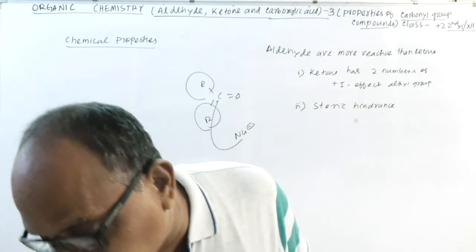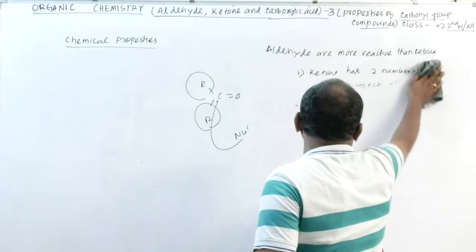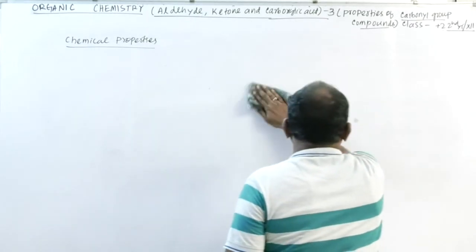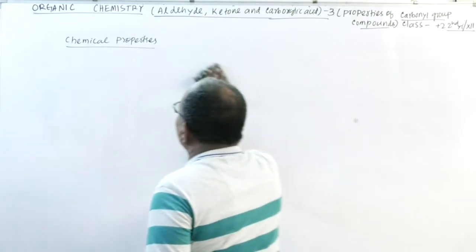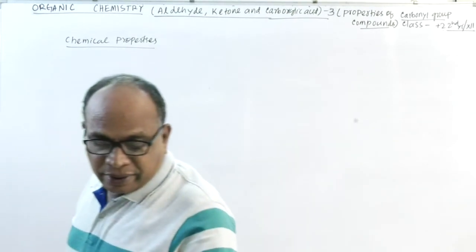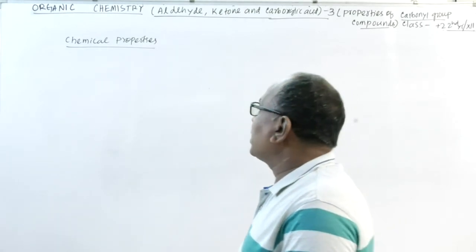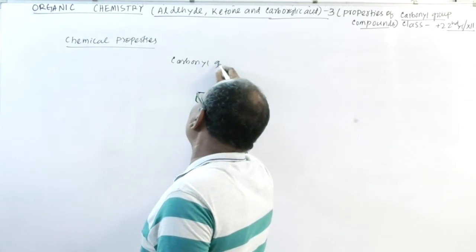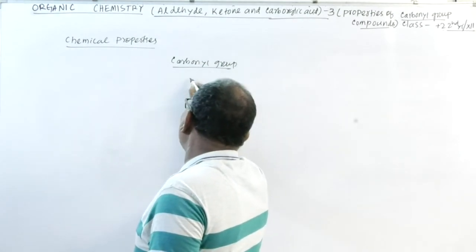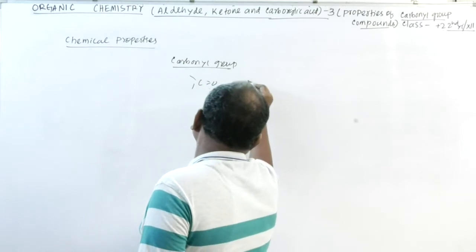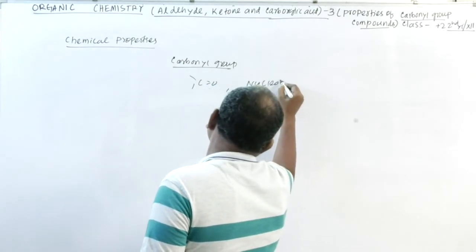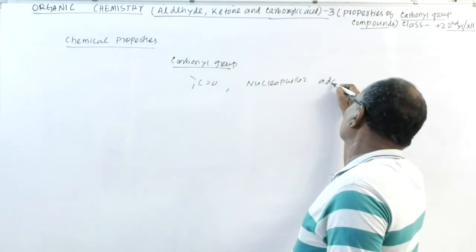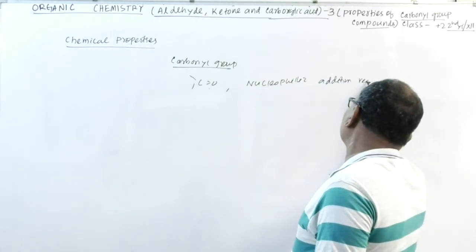Okay, students, so this is the reactivity of the aldehyde and ketone. Now, what type of reaction is shown by the aldehyde and ketone? Aldehyde and ketone possess the carbonyl group. The carbonyl group compound shows nucleophilic addition reaction.